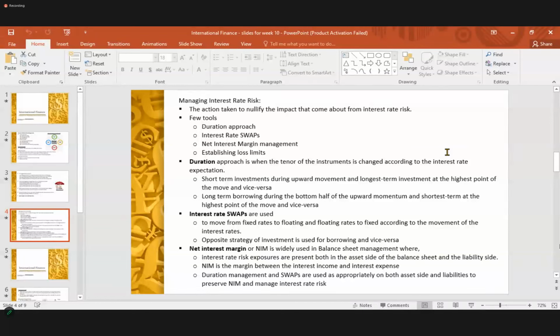So what we were also talking about is how to mitigate risk. Managing interest rate risk is all about the mitigation action that we need to take. If you are managing interest rate risk, there are a few tools that you can use. Of course, you can't eliminate the whole thing, but you can manage it at a palatable level. One is the duration approach. Second is the interest rate swap approach. Third would be a net interest margin approach. And also, worst comes to worst, the final is establishing a loss limit.